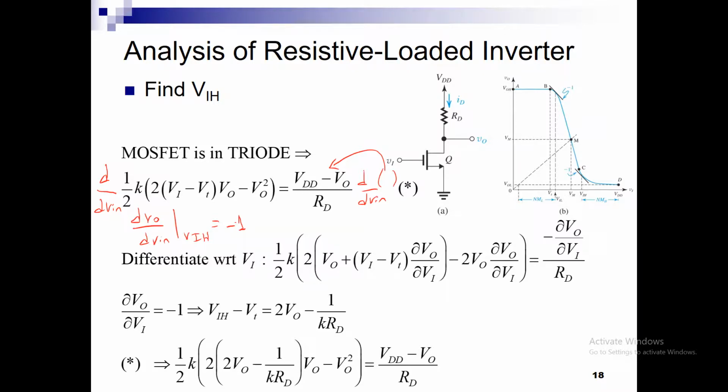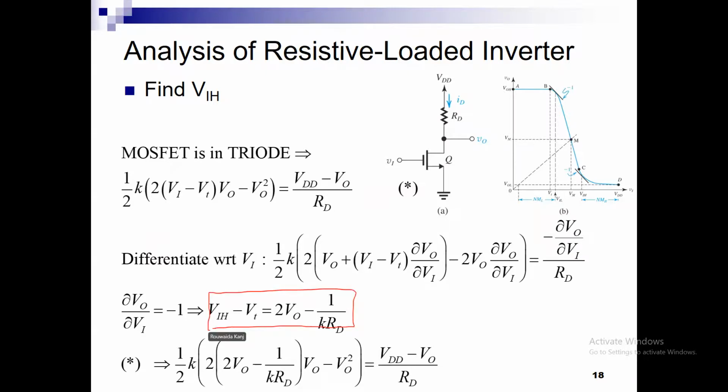So it is a little bit convoluted, and they show us here. And then this is UV, so it will be U prime V, which is Vo, plus V prime U. So V prime is dVo by dVn, and this is U. And at the output, it will be minus dVo by dVn over RD. And if we set dVo by dVn equal to minus 1, we will end up with another equation that relates VIH and Vo. Okay, so what we end up having here is the second equation after differentiation that relates VIH and Vo, and I have the first equation before differentiation that relates Vo and VIH.